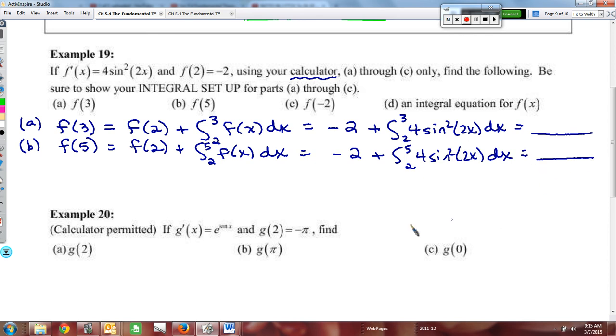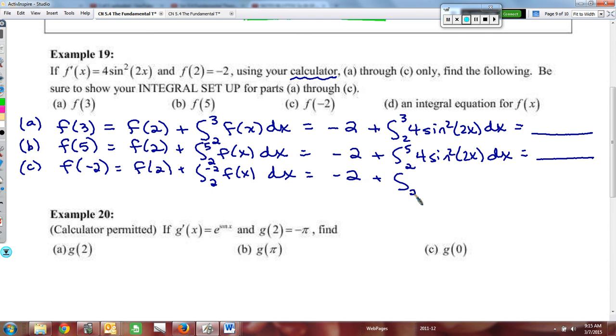Okay. Then I can come here to C, f of negative 2, again, where I was, plus my net change from 2 to negative 2 of f of x dx, which is going to be negative 2 plus the integral from 2 to negative 2. And it doesn't really bother me that I'm going backwards in the interval. It will work out, because working backwards means you just do the opposite, you kind of deaccumulate going through your interval, and we could find that value.